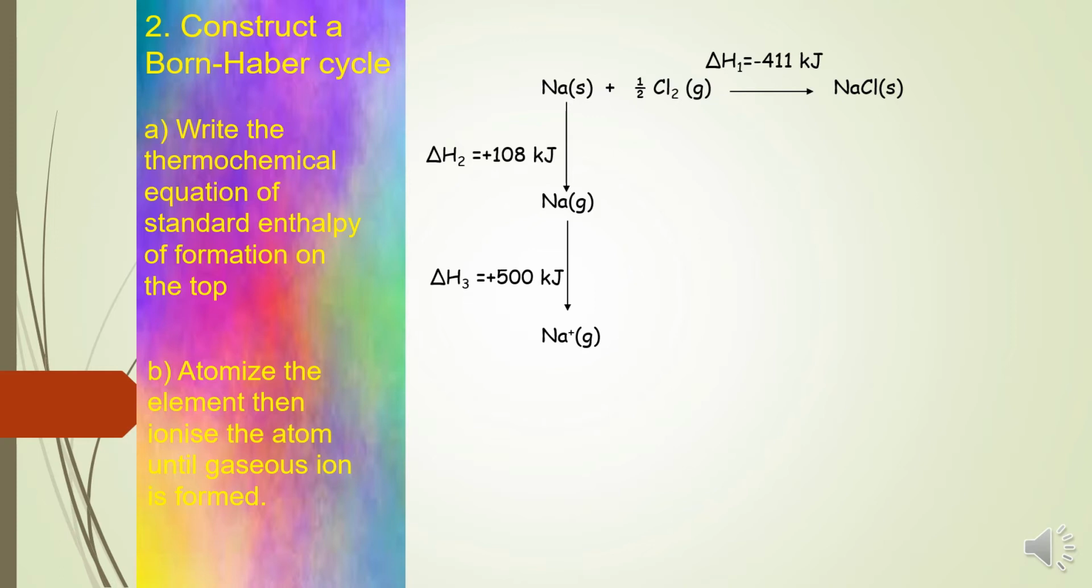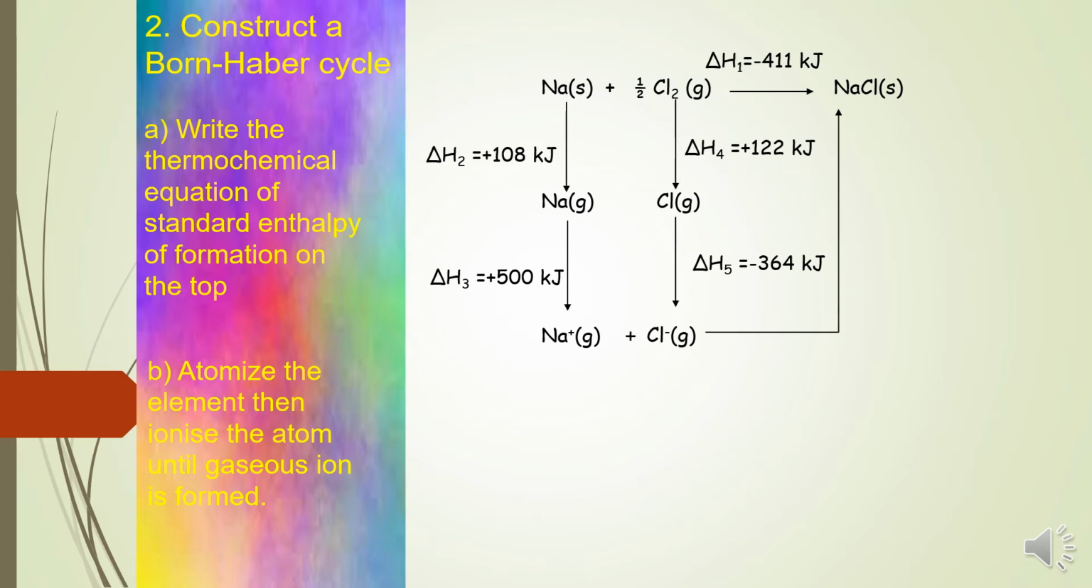We repeat the same step for the chlorine molecule. Start by atomizing the chlorine molecule and next convert the chlorine atom to chloride ion. Join both sodium ion and chloride ion to form the thermochemical equation for lattice energy of sodium chloride. For each thermochemical equation, you must write the value of enthalpy and the phase indices.